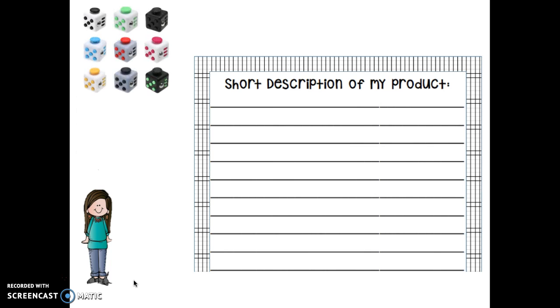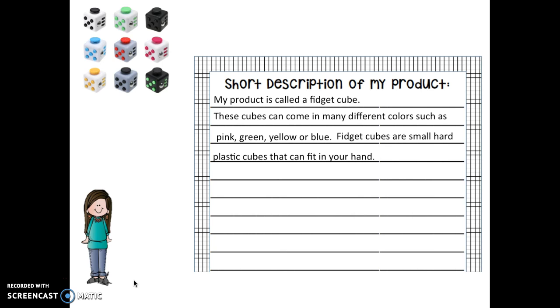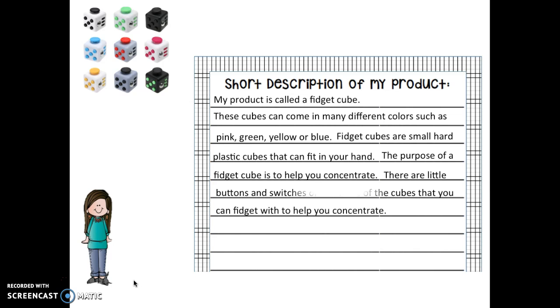Again, I'm going to picture those fidget cubes in my mind as I'm writing, so I make sure I include a lot of details for my reader. My product is called a fidget cube. These cubes can come in many different colors, such as pink, green, yellow, or blue. Fidget cubes are small, hard plastic cubes that can fit in your hand. The purpose of a fidget cube is to help you concentrate. There are little buttons and switches on the faces of the cubes that you can fidget with to help you concentrate. You can purchase a fidget cube for only $5.